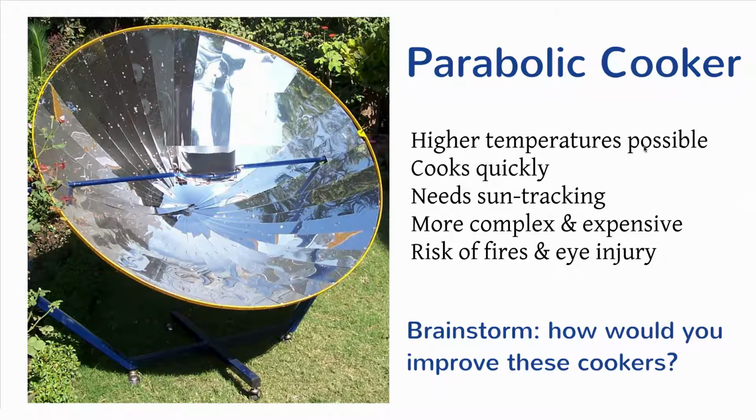What that means is the sun moves. Sun tracking is something we'll talk a lot about in this class, because that turns out to be a very big challenge. The sun moves. How do you ensure that the focus remains on whatever you're cooking? Right? Not easy. So in this case, you have to mechanically move it. It's more complex, expensive, with risk of fires and burns.